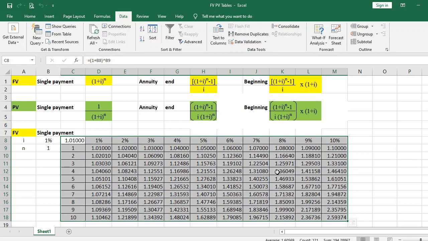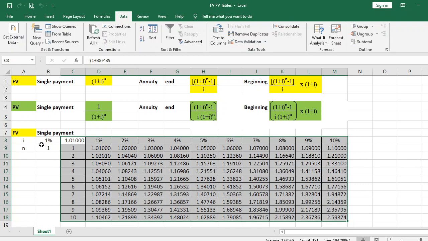Now what does this table state? Let us take this and interpret 10 years and 10%. For 1 rupee invested at the beginning of year 1, what is the value at the end of the 10th year at 10%? It is 2.59374. That is what this table depicts. So this is how we had to create future value of single payment.